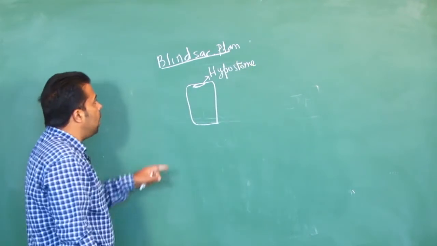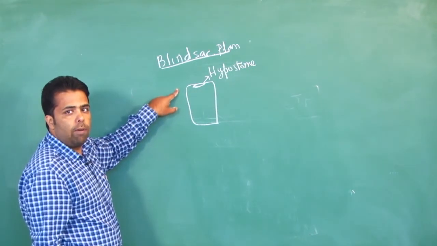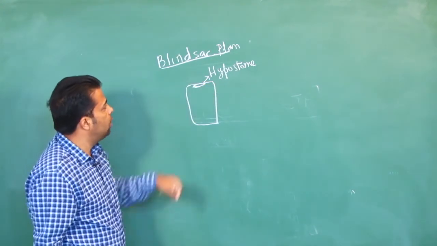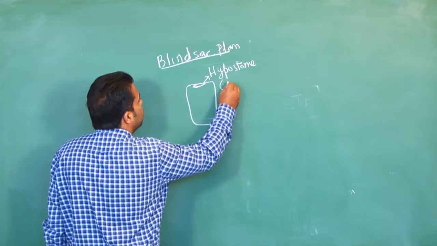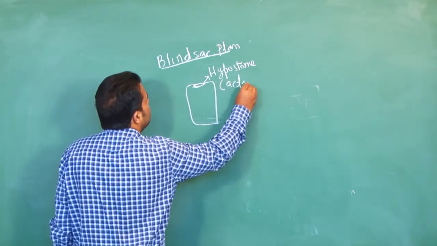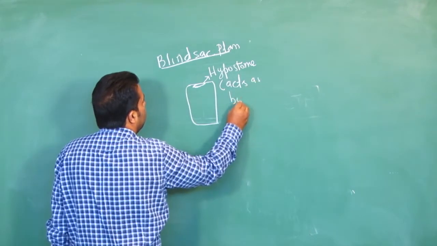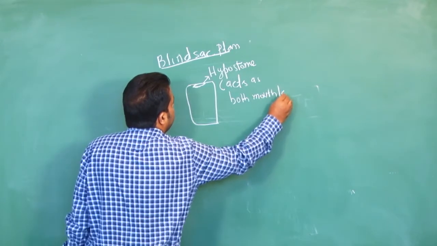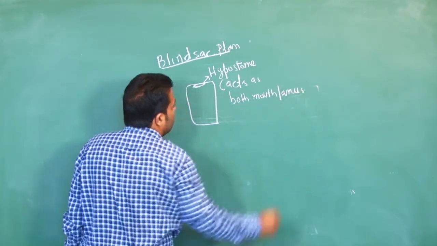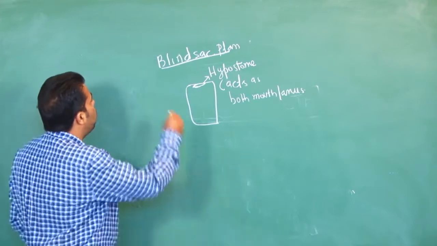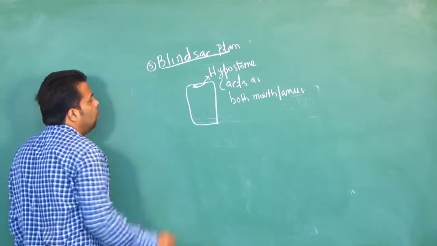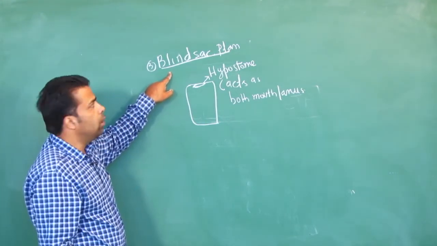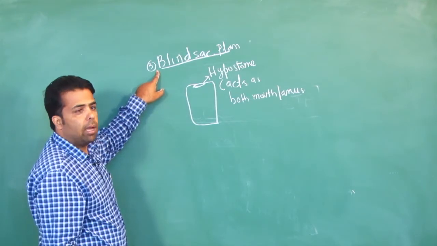So what is blind sac plan? Blind sac plan is that plan in which there is only one opening. This opening acts as both mouth as well as anus, and this opening is called hypostome. So this is point number 3. They are diploblastic, they are having radial symmetry, and their body plan is blind sac plan.